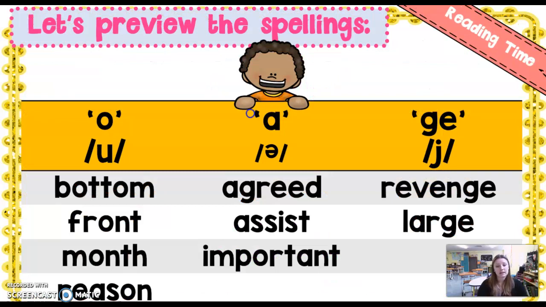Okay? Some of the spellings that we will come to are using the letter O to make the sound. We have bottom, front, month, reason. We also have our schwa sound using the letter A. Remember, schwa says uh. So we have agreed, assist, and important, right? I love that sound. And then we have the letters GE that make the J sound, right? Remember we practiced edge a couple weeks ago, or last week, I think. So this is revenge and large.